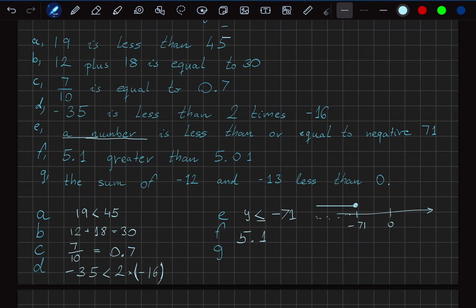5.1 is greater than 5.01. It's true. The sum of minus 12 and minus 13 is less than 0.